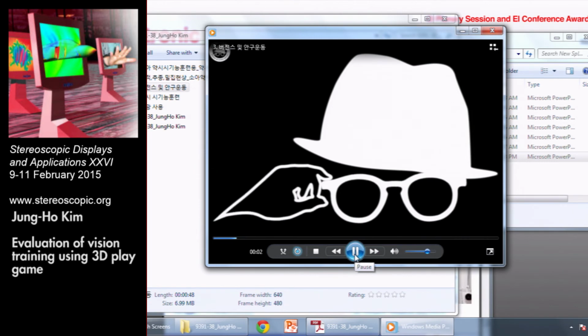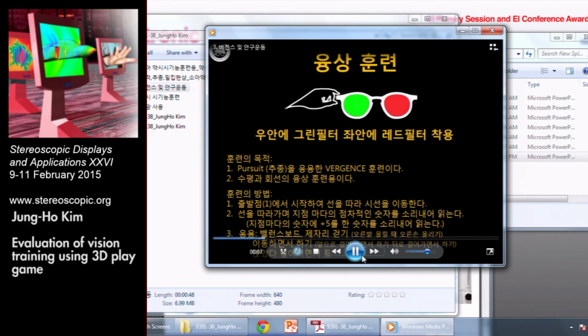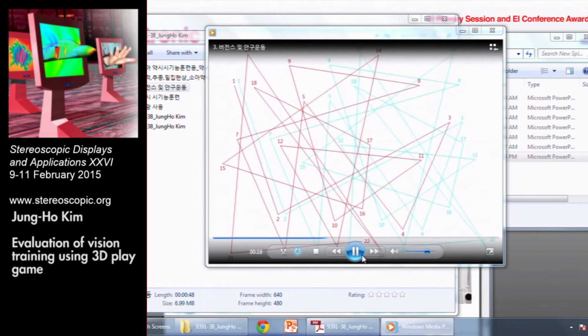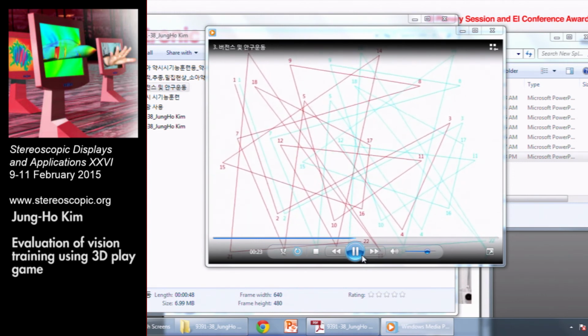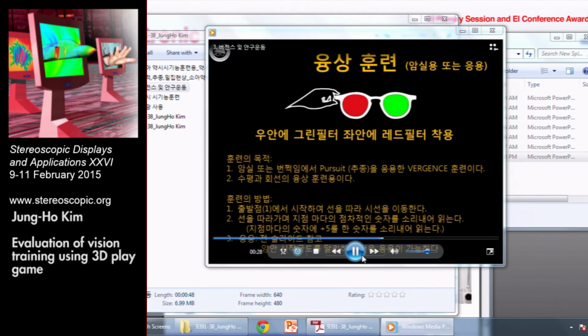Okay. The third exercise is vergence training using pursuit. It is a functional training of horizontal and cyclotropia. You can wear a red-green filter, or a green filter for the right eye and a red filter for the left eye. Follow the line starting with the number 1. Try to say the numbers as you follow the line. In addition, you can do this exercise while you are walking in place or moving around.